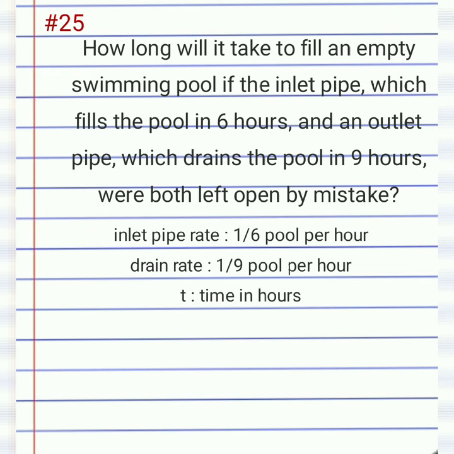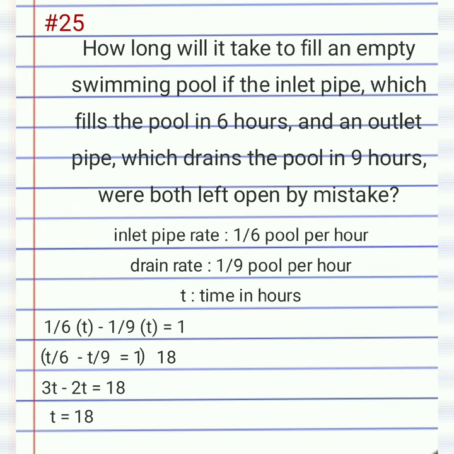This will be t/6 minus t/9 is equal to 1. Or t over 6 minus t over 9 is equal to 1. By multiplying both sides by 18, this will be 3t minus 2t is equal to 18, and t is equal to 18. Therefore, 18 hours is needed to fill the pool.